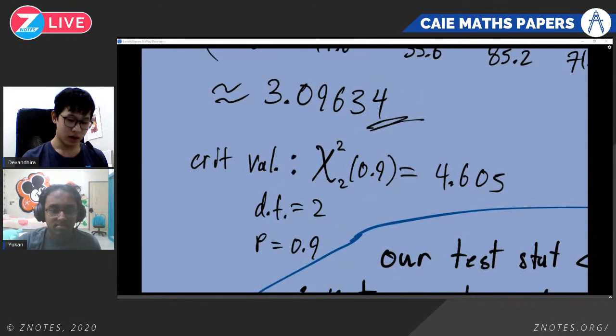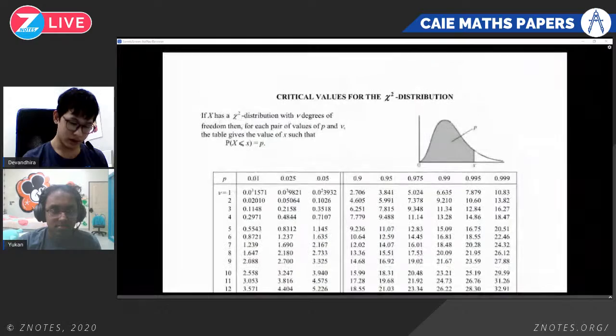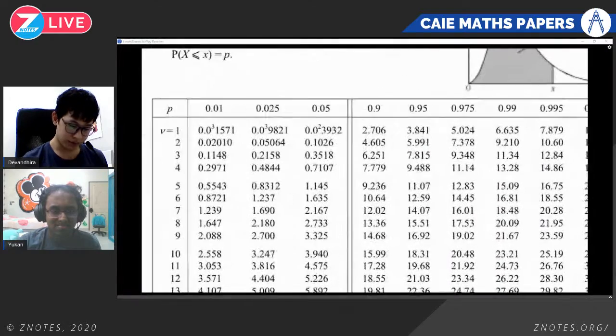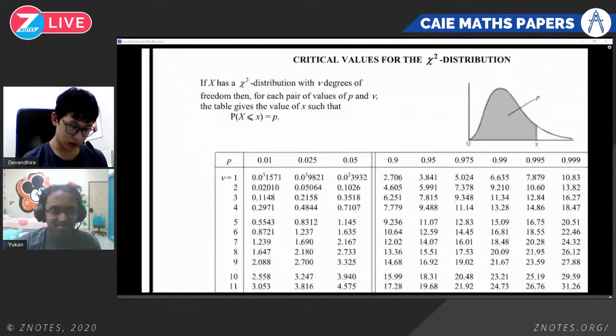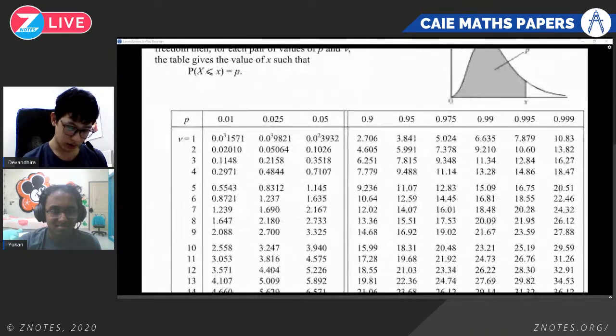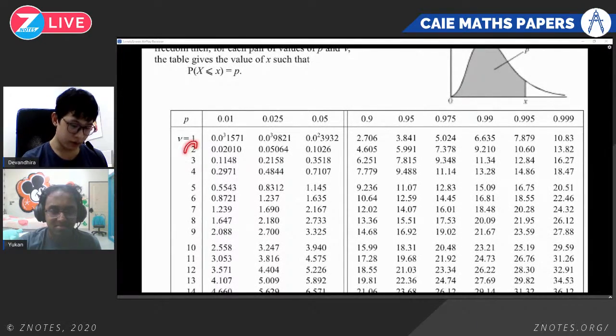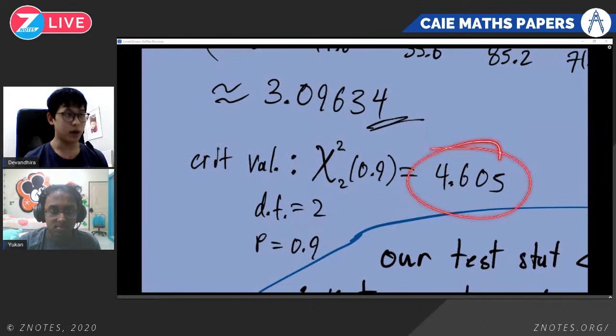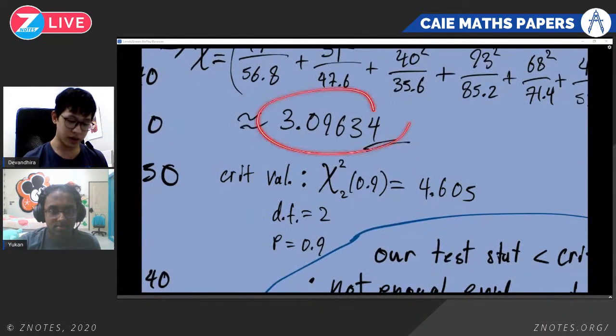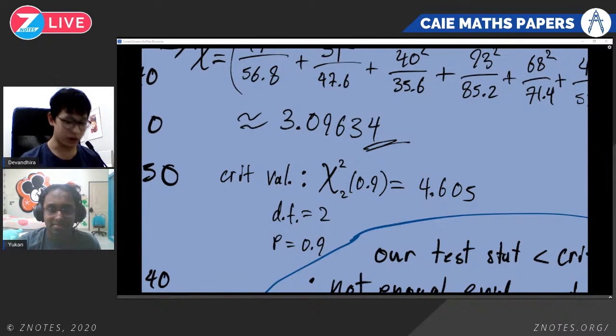So if we take a look at the table here, this is the degrees of freedom, while this is our P, which is 0.9. It was 10%, so it's 0.9 as the P. That means our critical value is 4.605, which is what I write here. As you can see, our test statistic is surely less than 4.6, right? 3 is less than 4. I don't need to prove that.